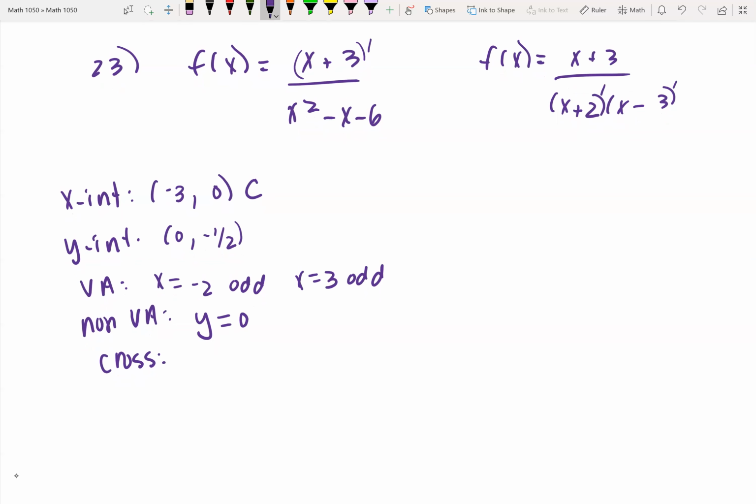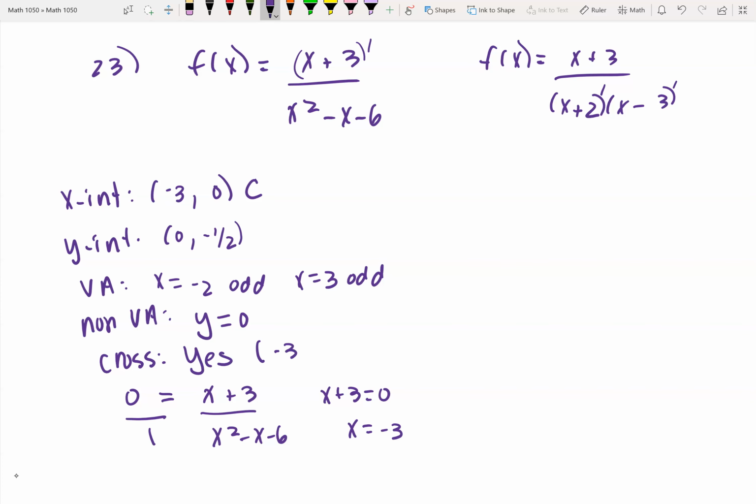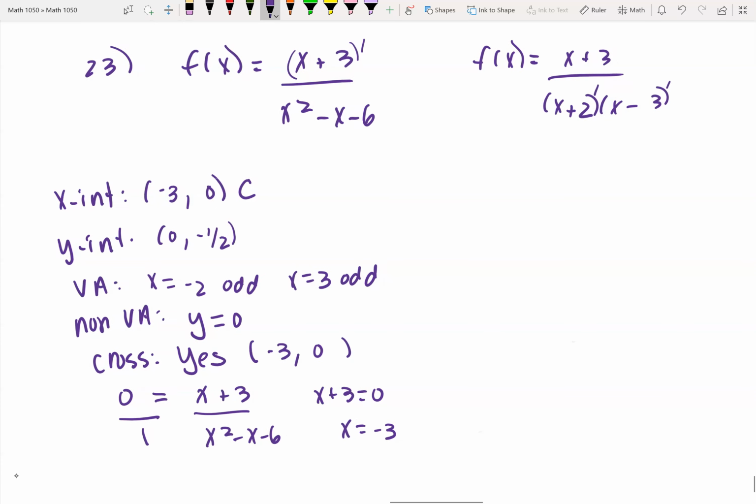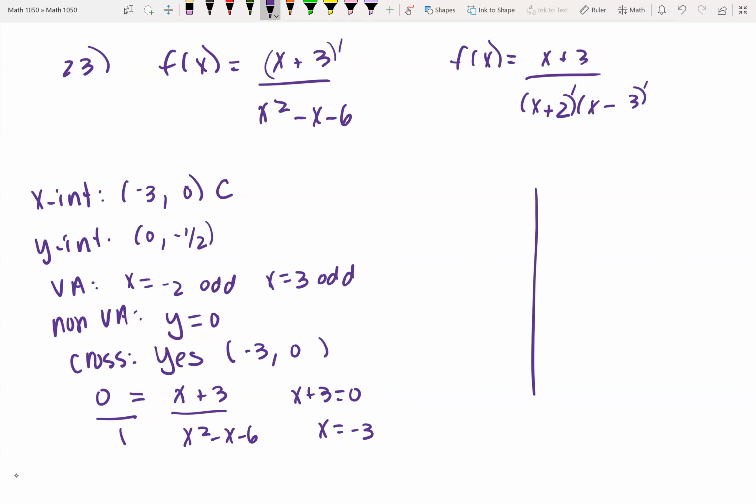Does it cross? Set the right side of the non-vertical equal to the right side of the multiplied out version. Cross multiply, and you get x plus 3 equals 0. Move your 3 over, x equals negative 3. So does it cross? Yes. Where does it? When x is negative 3. If you look throughout this, you can see that the x-intercept is negative 3, 0, and that's where it's going to cross. Okay, let's graph this.